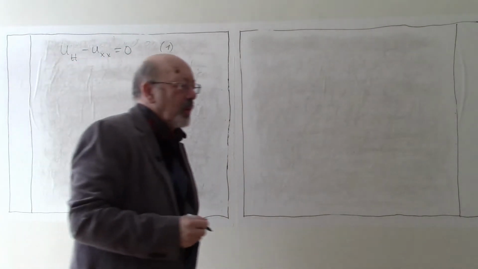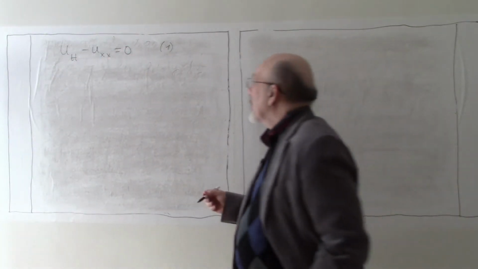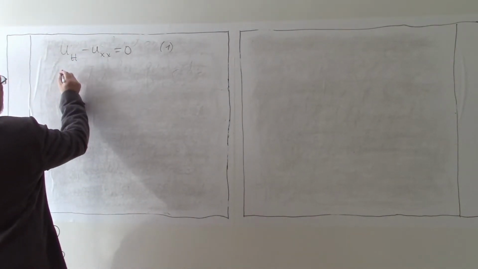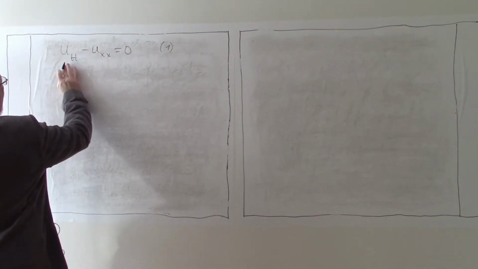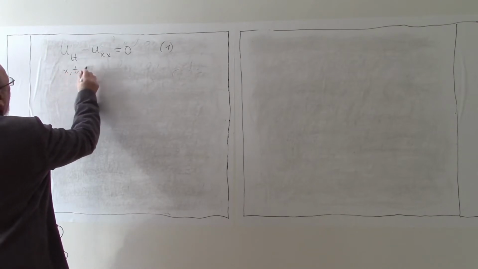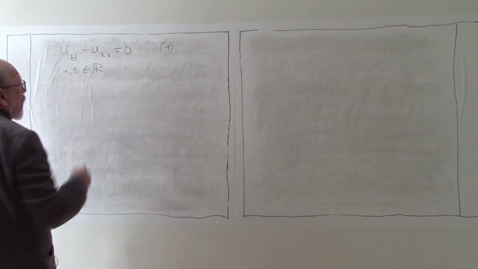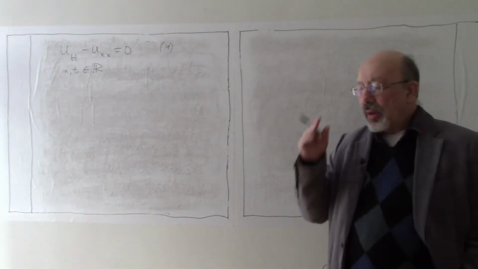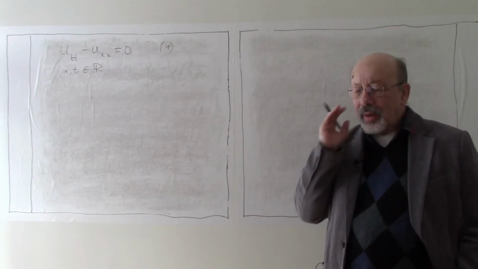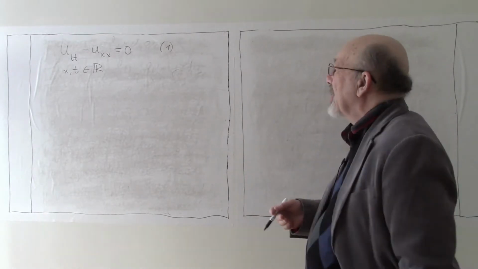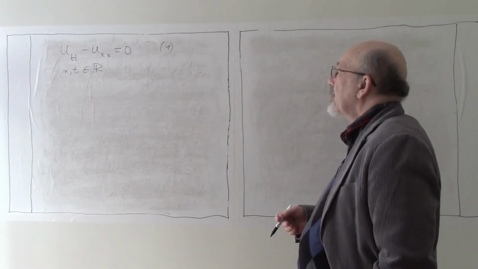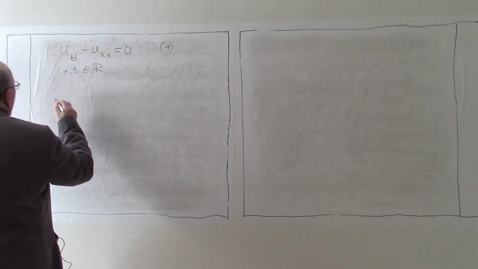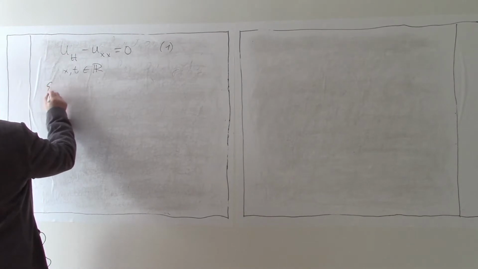So what we know, just for simplicity, suppose that x and t are in the whole line. Without any boundary, any initial condition, just this equation.